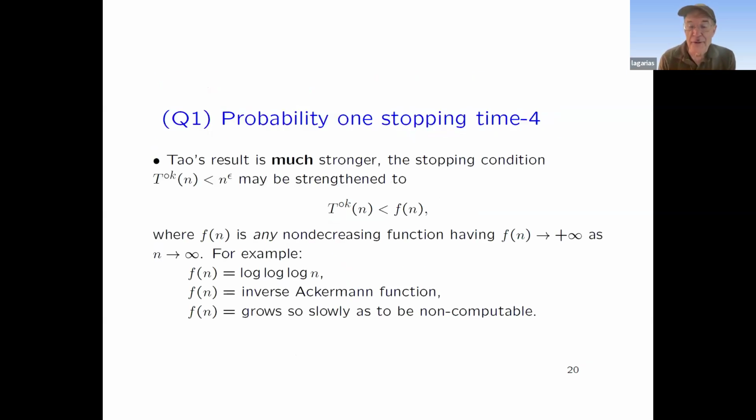his result is much stronger than what I said there, because his theorem for logarithmic density 1 is you only accept an integer if in its forward orbit it takes some value less than f of n, where f of n can be any non-decreasing function that runs off to infinity as n goes to infinity. So not only can you make it smaller than n to the epsilon, you can make it smaller than log n, or the inverse Ackermann function, or as is claimed, any function that grows so slowly to infinity that it is not provably computable. You know, fast-growing functions can be difficult to compute, but apparently slow-growing functions also.